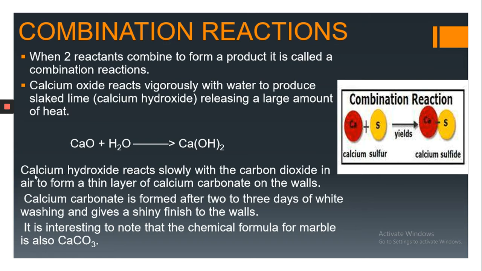Calcium hydroxide reacts slowly with carbon dioxide in air to form a thin layer of calcium carbonate on the walls. Calcium carbonate is formed after 2 or 3 days of whitewashing and gives a shiny finish to the walls. It is interesting to note that the chemical formula for marble is also CaCO3, that is calcium carbonate.